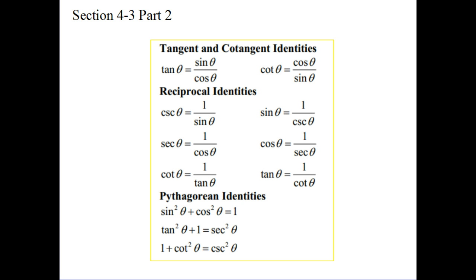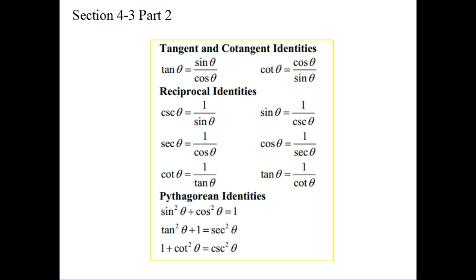Tangent is equal to the sine over cosine, and cotangent is the inverse of that. And these reciprocal identities: cosecant is the inverse of sine, secant is the inverse of cosine, and cotangent is the inverse of tangent. And more importantly, these Pythagorean identities.